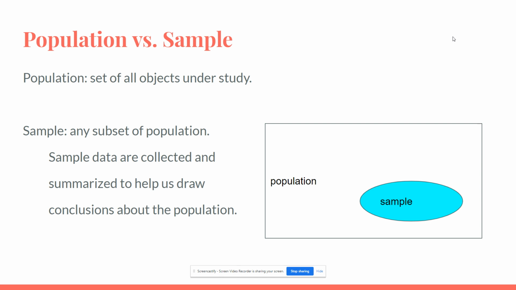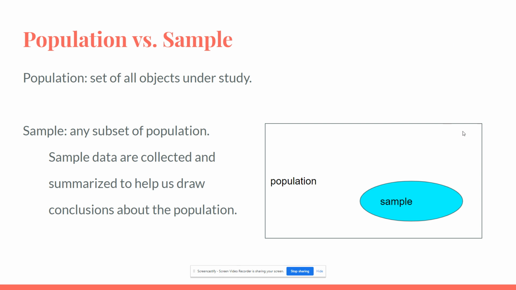So to help us with all of those studies, we can't just call up every single voter and get a response. We tried to do that, but it's too big. So when the population is too large, we can break the population into samples. A sample is any subset of the population. The sample data is collected then and summarized to help us draw conclusions about the population.